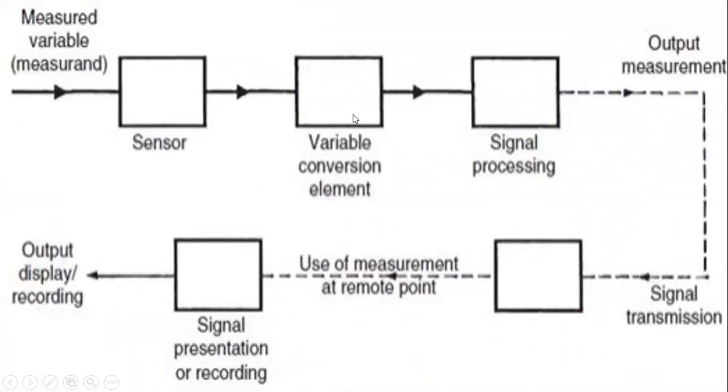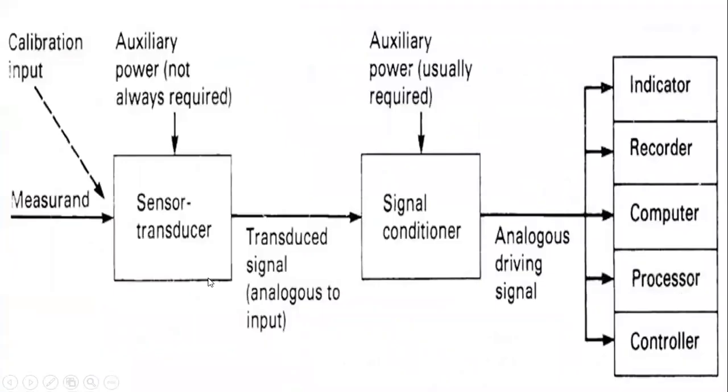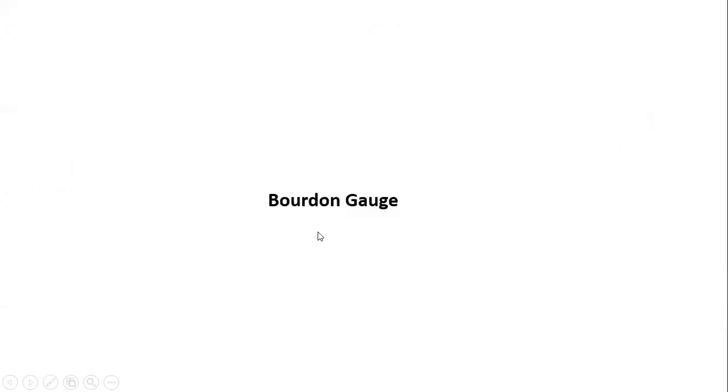Same thing: you have a sensor, variable conversion element, basically the transducer, secondary transducer, giving to the signal processing. The output is transmitted to a different element. You may have an amplification here. Then signal presentation or recording happens here. So this is exactly what you have, a sensor. There are different ways of representing the generalized measurement system, right? This is only a different way of representing this: indicator, recorder, computer, processor, or controller. We have seen it in the very beginning, the signal conditioning stage.